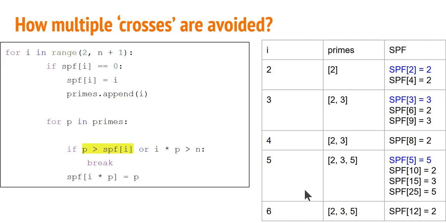Notice, however, 6 has already been marked with an SPF. For 6, we have already marked SPF as 2, which means that when it comes to this loop here, the only thing I do is to say, okay, look, I'm going to mark 6 times 2, which is 12, with SPF 2. I'm not going to be bothered with the fact that 3 is also a factor of 6, because 3 is not the smallest prime factor, which means that when P becomes 3 in this loop, the loop breaks.